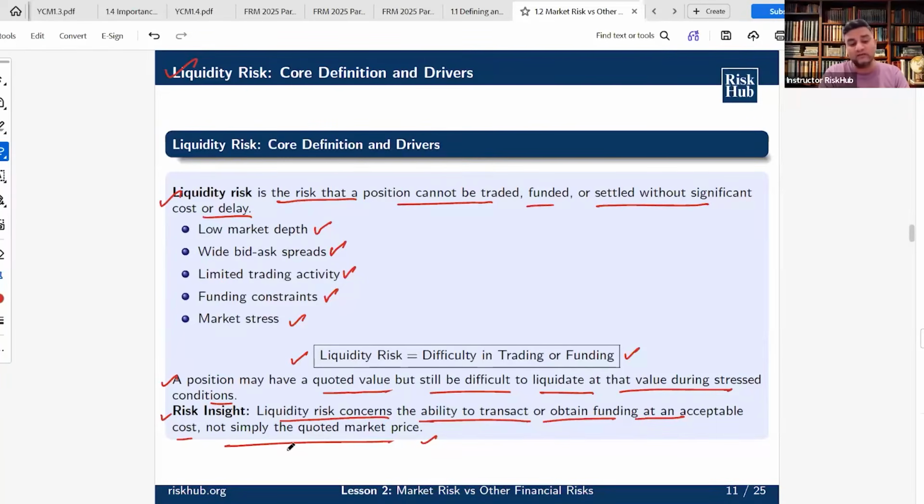The slide adds one line worth holding on to: the position may have a quoted value, yet be hard to sell at that value in stress. Quoted price and achievable price separate when depth disappears. Where it is used, risk systems apply liquidity horizons and liquidity cost add-ons rather than assuming any position can be exited instantly at the last quoted mark.